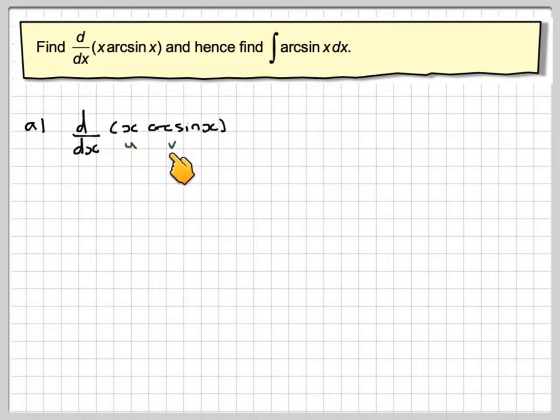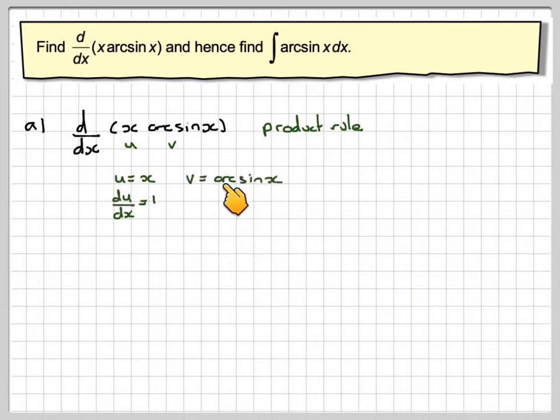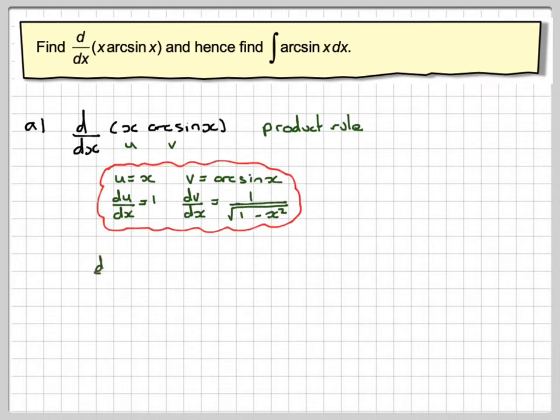So it's of type u times v, where u and v are functions of x. The product rule: we let u be equal to x, and differentiate that, we're going to get 1. And we've got v is equal to arc sine x. If we differentiate that, we're going to get 1 over the square root of 1 minus x squared. The product rule says d dx of uv is equal to u dv by dx plus v du by dx.